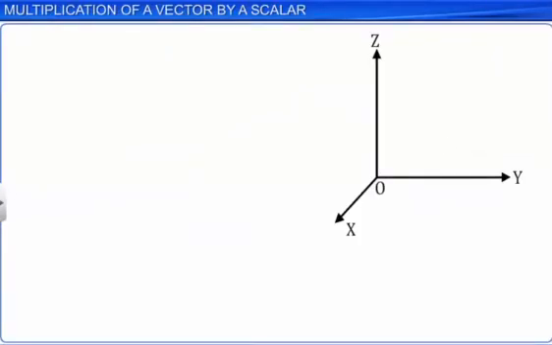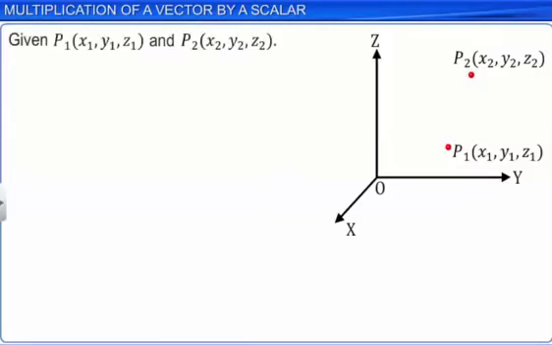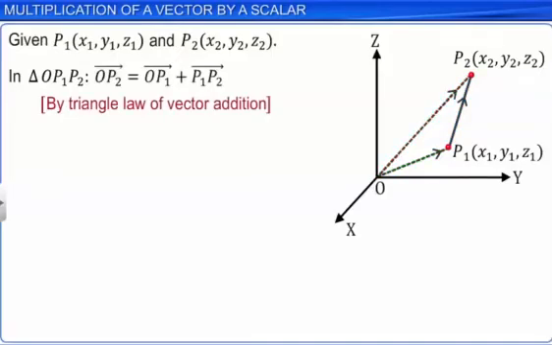Consider 2 points P1 and P2 in space as shown here. Let us find vector P1P2 by joining the two given points. Let us draw vectors OP1 and OP2 from the origin to the given points, P1 and P2 respectively. Applying the triangle law of vector addition in triangle OP1P2, we have vector OP2 is equal to vector OP1 plus vector P1P2. On rearranging the terms in the equation, we get vector P1P2 is equal to vector OP2 minus vector OP1. Let this be equation 1.